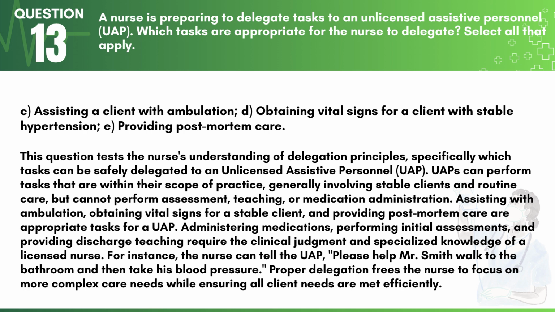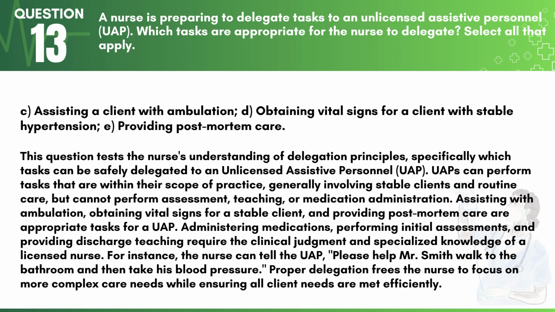Answer. Assisting a client with ambulation, obtaining vital signs for a client with stable hypertension, providing post-mortem care. This question tests the nurse's understanding of delegation principles, specifically which tasks can be safely delegated to an unlicensed assistive personnel, UAP. UAPs can perform tasks that are within their scope of practice, generally involving stable clients and routine care, but cannot perform assessment, teaching, or medication administration.